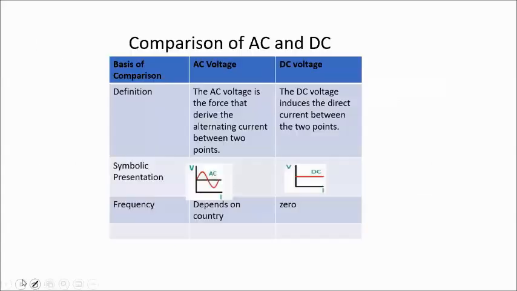So let's have the comparison of AC and DC. By definition, the AC voltage is the force that drives the alternating current between 2 points. While DC, the DC voltage induces this direct current between the 2 points. In symbolic presentation, we have a sinusoidal wave for AC, straight line linear for DC, and yung frequency depends on the country. So sa Philippines, we have 60 Hertz and DC 0.